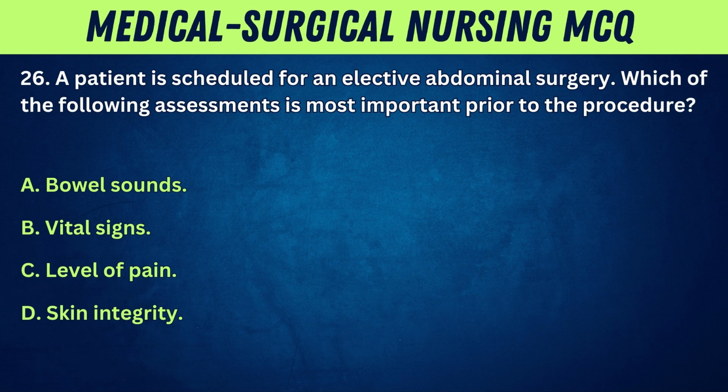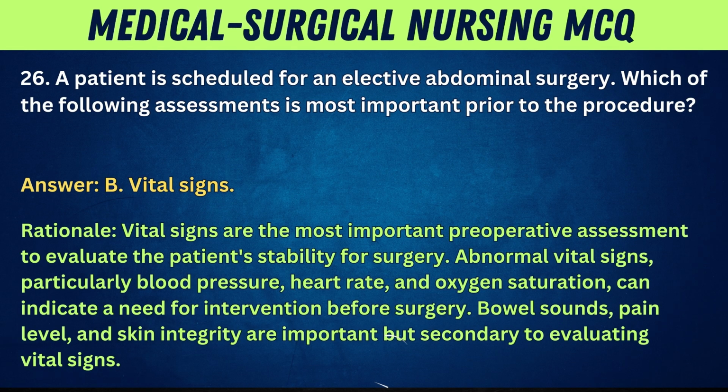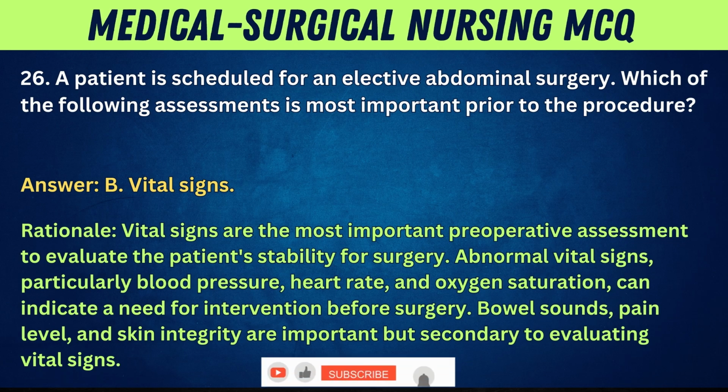26. A patient is scheduled for an elective abdominal surgery. Which of the following assessments is most important prior to the procedure? A. Bowel sounds. B. Vital signs. C. Level of pain. D. Skin integrity. Answer: B. Vital signs.